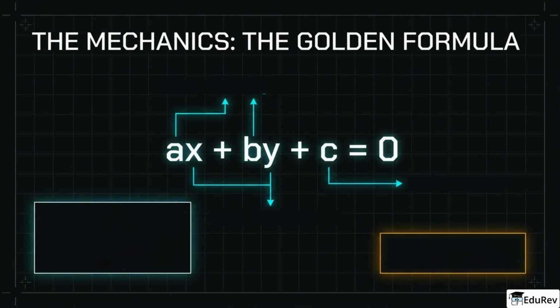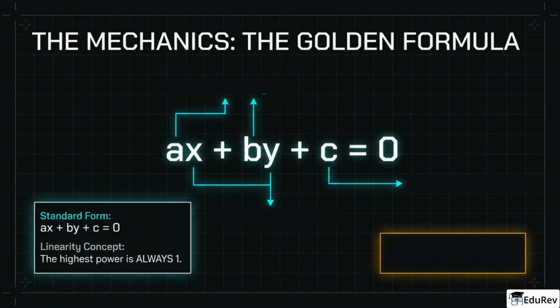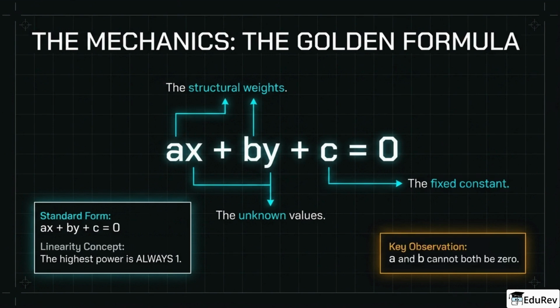The standard form, ax plus by plus c equals 0, is the backbone of linear equations in two variables. Here, a and b are the structural weights, x and y are the unknowns, and c is the fixed constant. The important observation is that a and b cannot both be 0 because then the equation would stop being linear in any meaningful sense. This is one of those small technical details that often becomes a direct theory question, so it is worth keeping precise.